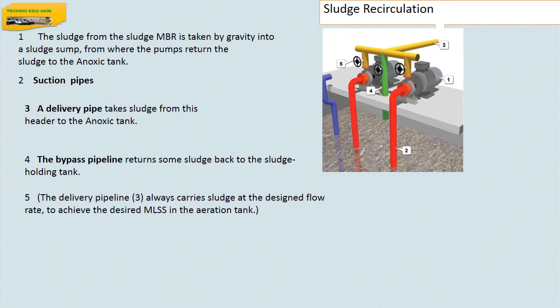The sludge, in fact, comes from the MBR and is further taken by gravity into a sludge pump, from where the pump returns the sludge to the anoxic tank. Suction pipes and delivery pipes also remain there, which take sludge from this header to the anoxic tank. There is a bypass line which returns the sludge back to the sludge holding tank.